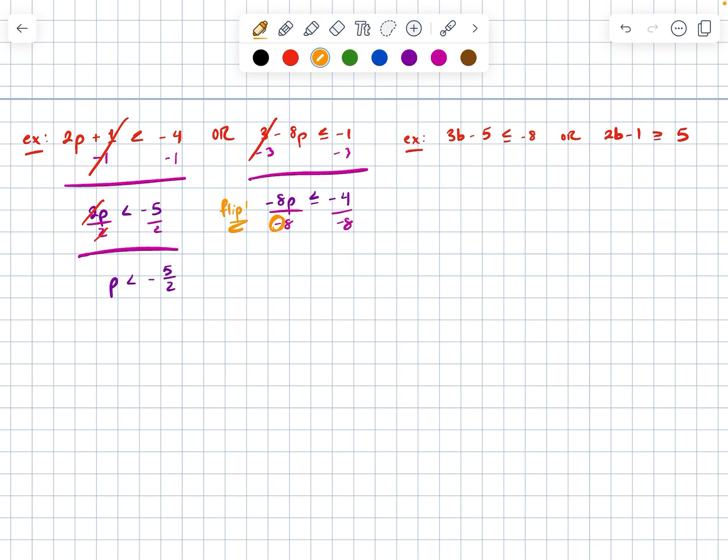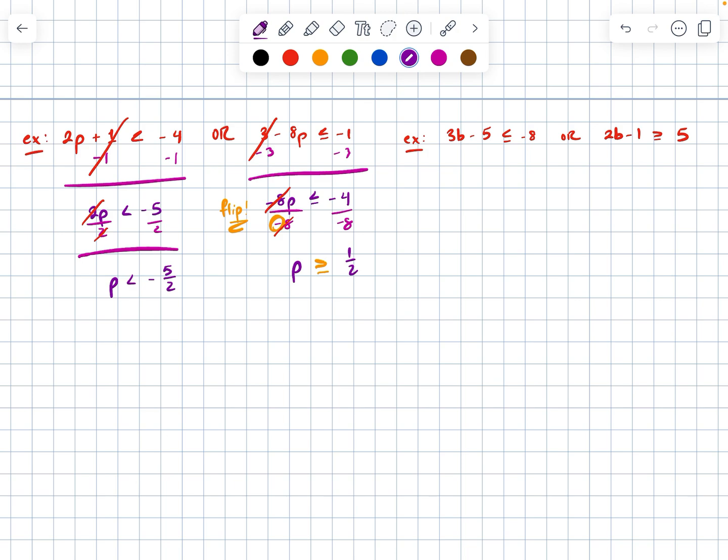So I'm going to take my less than or equal to, write it as a greater than or equal to. Negative 8 divided by negative 8, these go away. I'm left with p is greater than or equal to negative 4 divided by negative 8. So there should be positive 4 over 8, which reduces to 1/2.